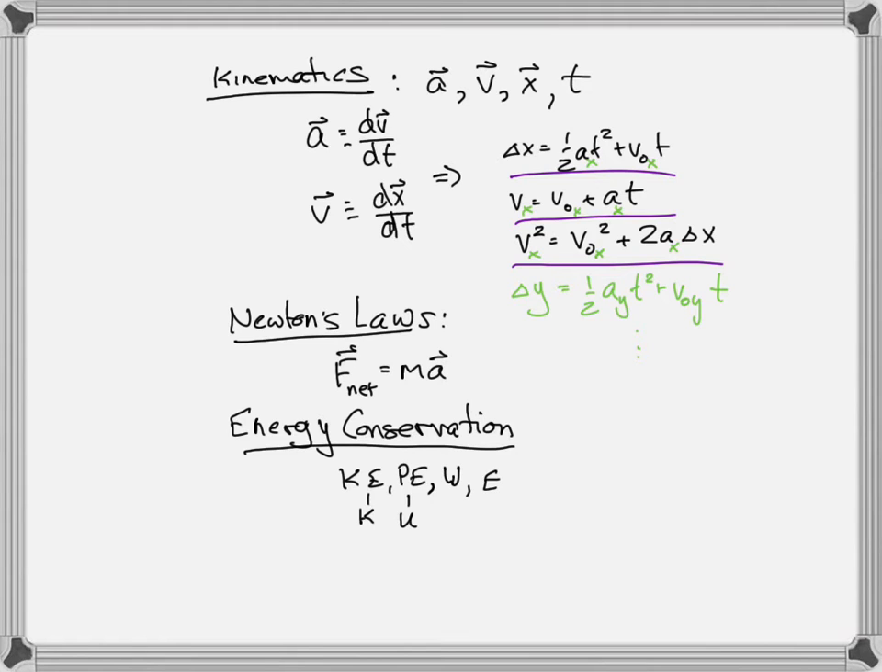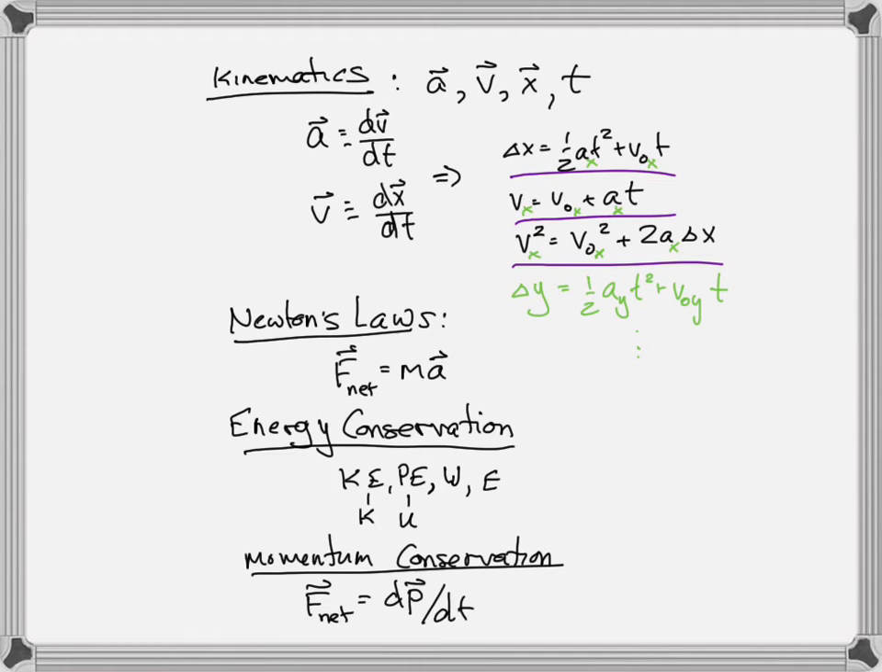And that brings us to the next topic, which is momentum conservation. Of course, that comes from Newton's second law, right? Because Newton's second law is really F net equals dp dt. That's really what Newton wrote. And momentum conservation tells us that if F net equals 0, therefore dp dt equals 0, therefore p doesn't change.